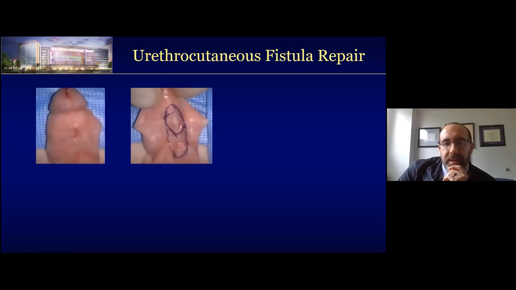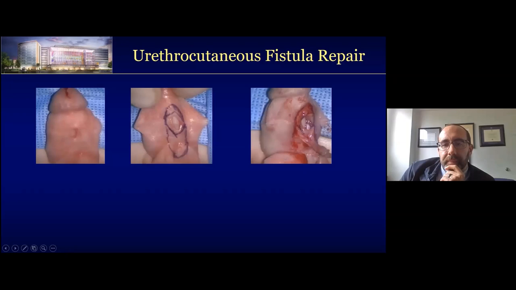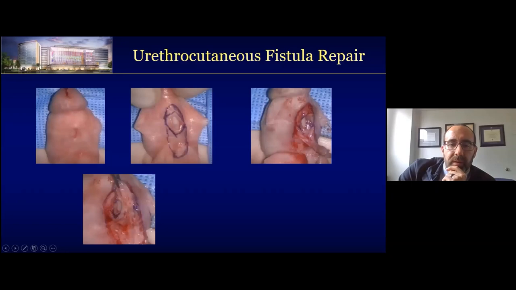So what you see here is the incision around the fistula tract that's been isolated, and down here a little bit of that dartos tissue that you're going to swing over. And again, a little bit more harvested over here, which you're going to drape across once you close this.